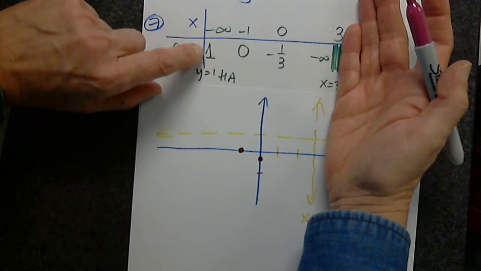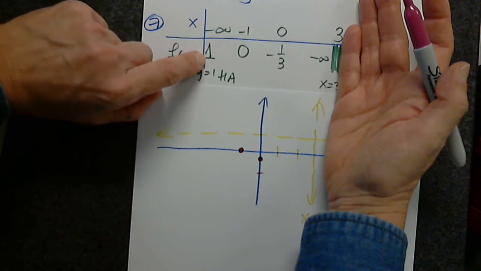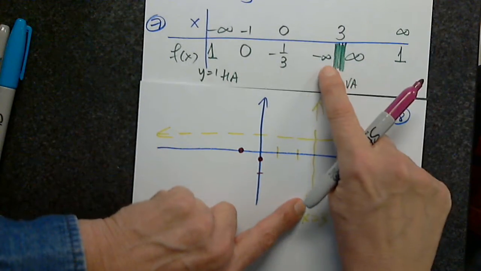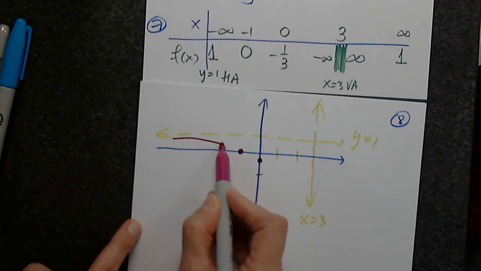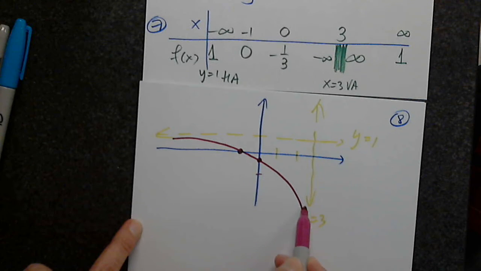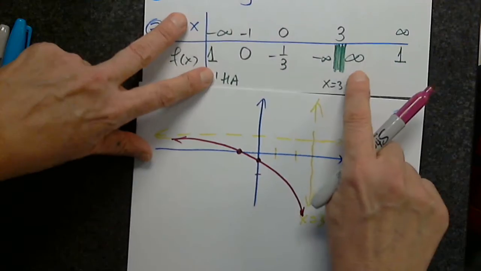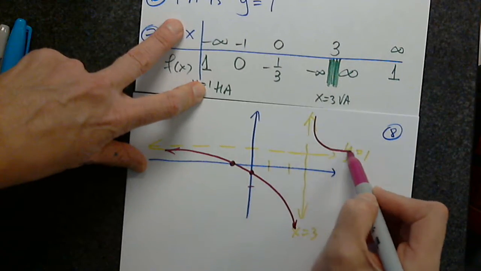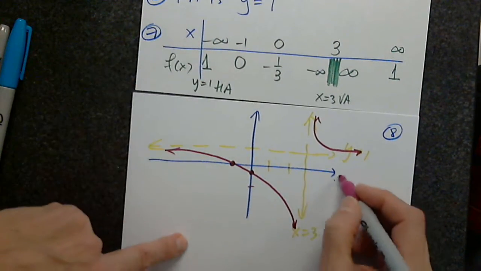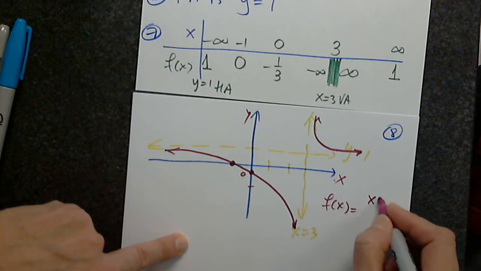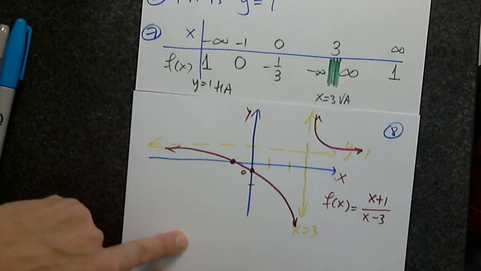And on this side, one more time, it's coming from approaching 1, crossing the x-axis, crossing the y-axis, and going towards negative infinity. On the other side, coming from positive infinity and approaching 1. And this is our function type 1, x plus 1 over x minus 3.